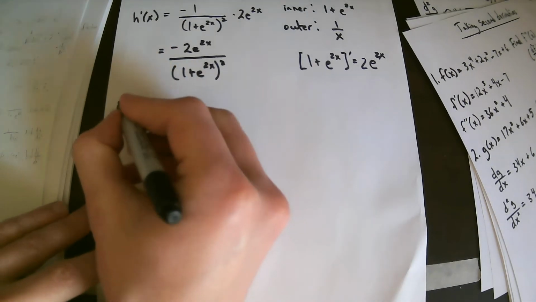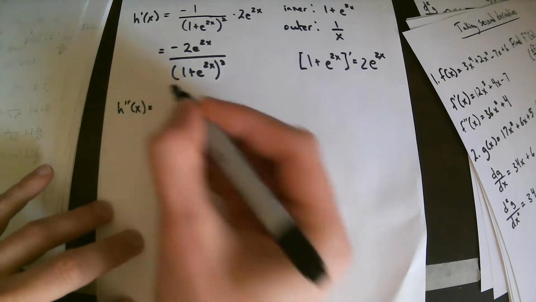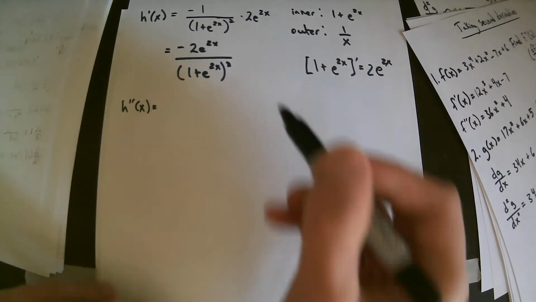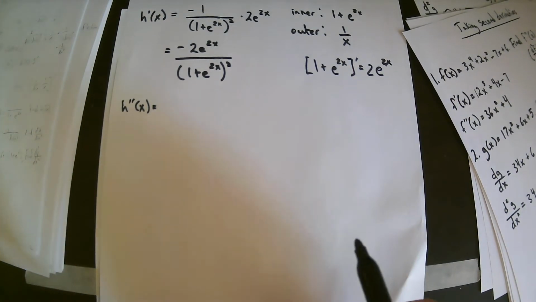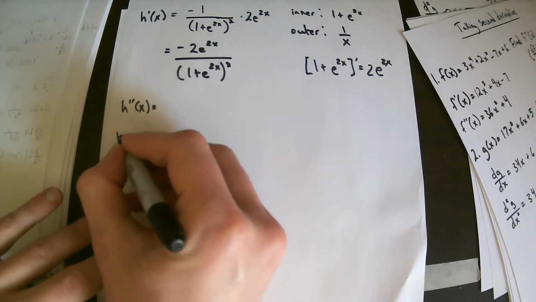Now, second derivative. The second derivative, we've got a quotient. So we're going to have, I'm going to scoot down a little bit.